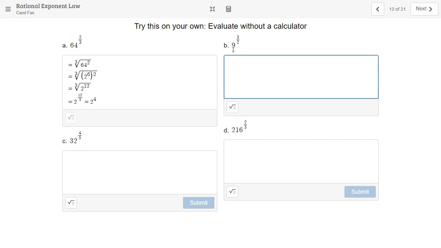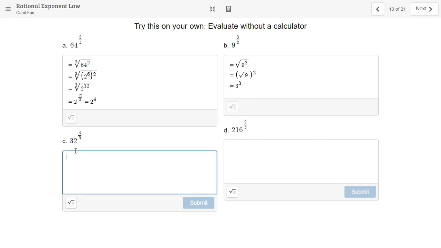Part B, 9 to the power of 3 over 2. This is the square root of 9 to the power of 3. Now I know that the square root of 9 is equal to 3. So I'm going to do the square root of 9 first. We have 3 from this square root to the power of 3.